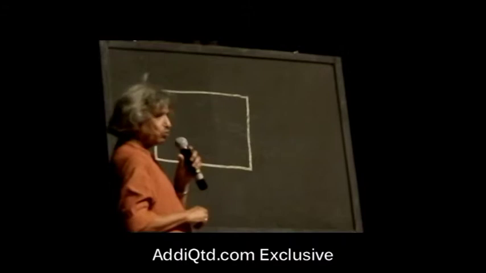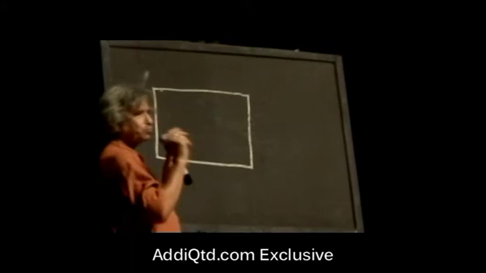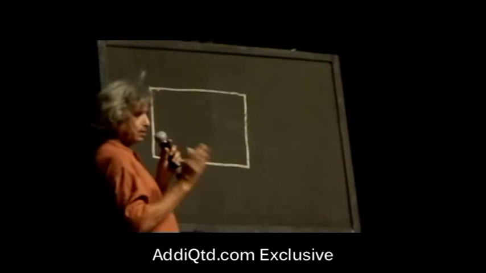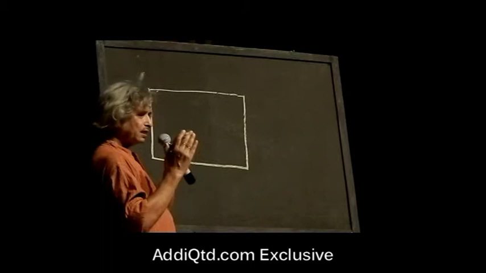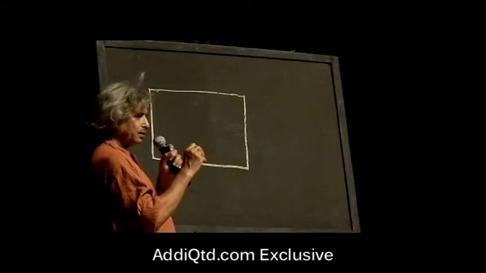When we create two forms, we leave a space in between, say. That space in between two objects is also very important. They have a certain relationship in between. Say this is a form.